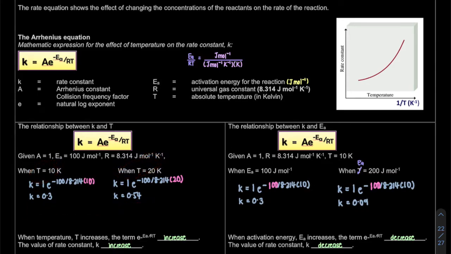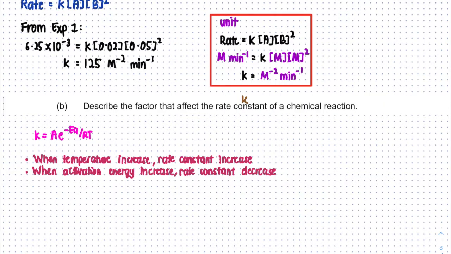So itulah explanation dia. For the Ea ni pula, when Ea increase, what happen is that the k decrease. This is actually where I included the value. So it will be easier for you to see. When temperature increase, the rate constant increase. While if the activation energy increase, the rate constant decrease. Okay, so that's for the explanation for question 2.